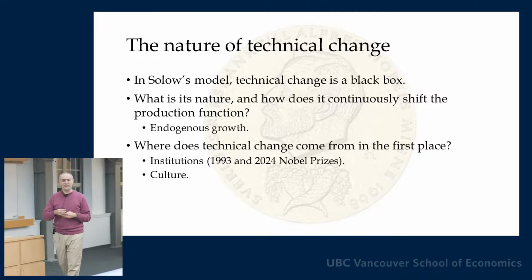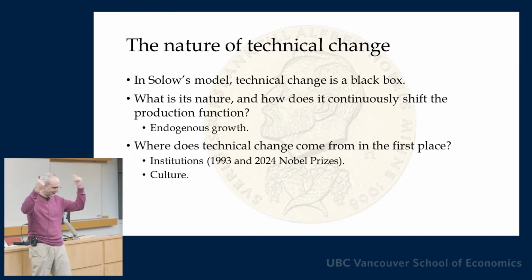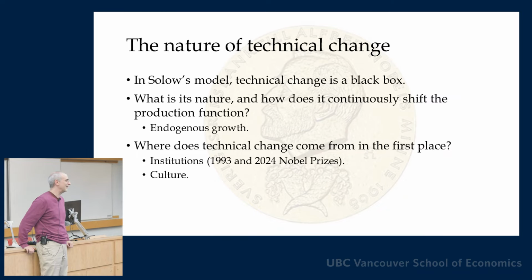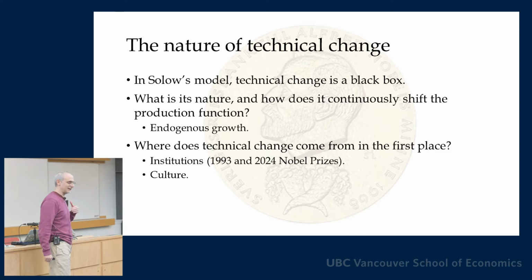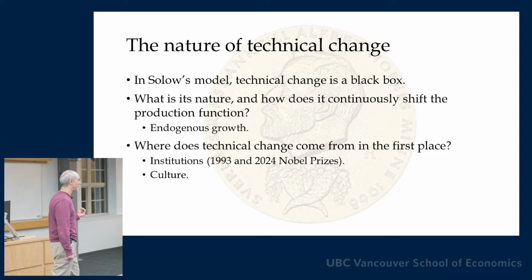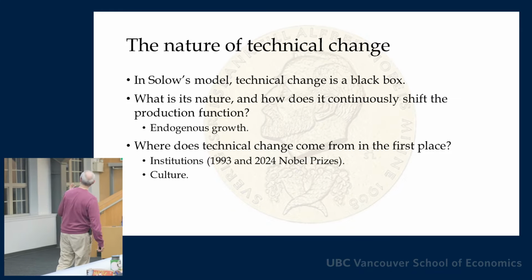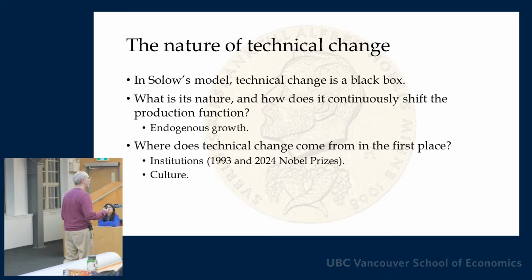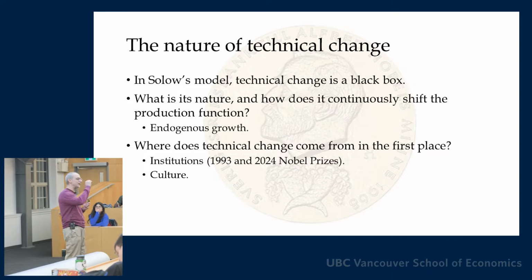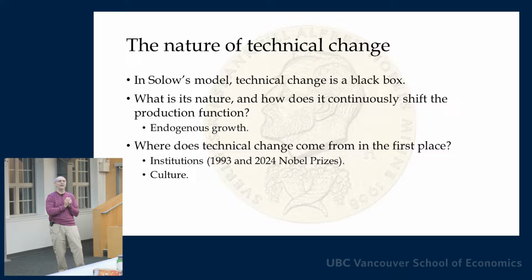Okay? So that was the departure point of the next literature, which is the one that finally gives us these Nobel Prizes, right? Which is the literature on so-called endogenous growth. And the question that arises is, what is the nature of technical change, right? And how does it continuously shift that production function upwards? And then you can take it a step further and say, and where do those forces come from in the first place?